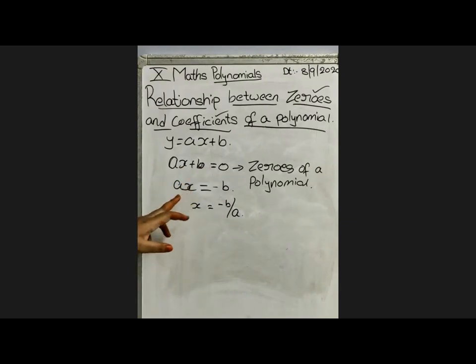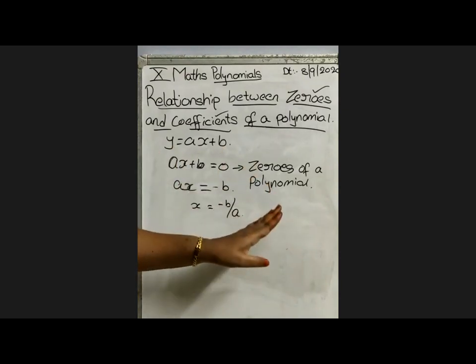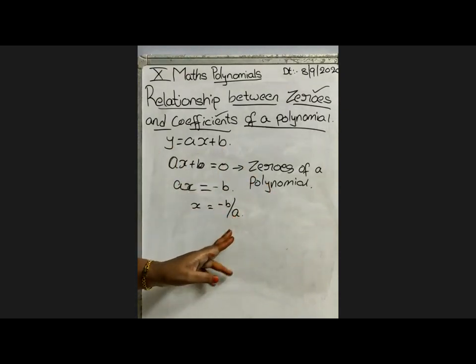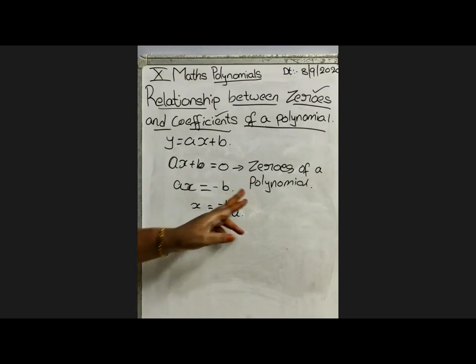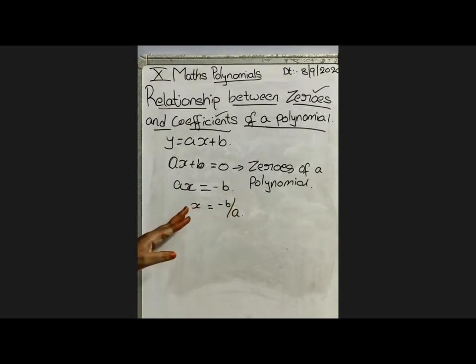Here a is multiplying, so while coming to the other side of the equal sign, it will become division. So x equal to minus b by a. That is the relation. Here if you see ax, x is the variable. Yes or no?